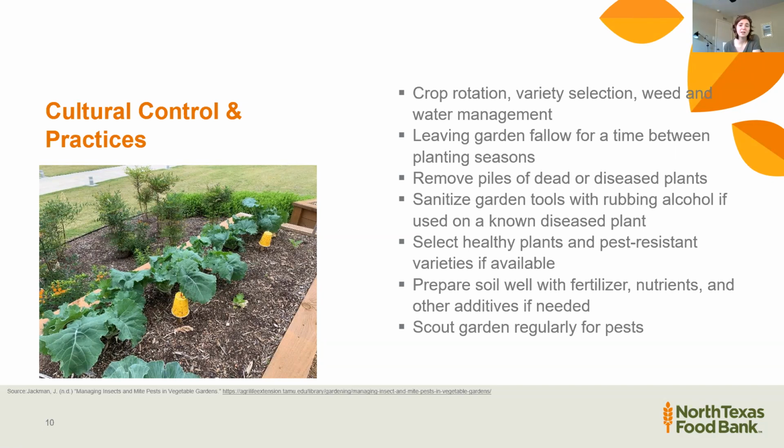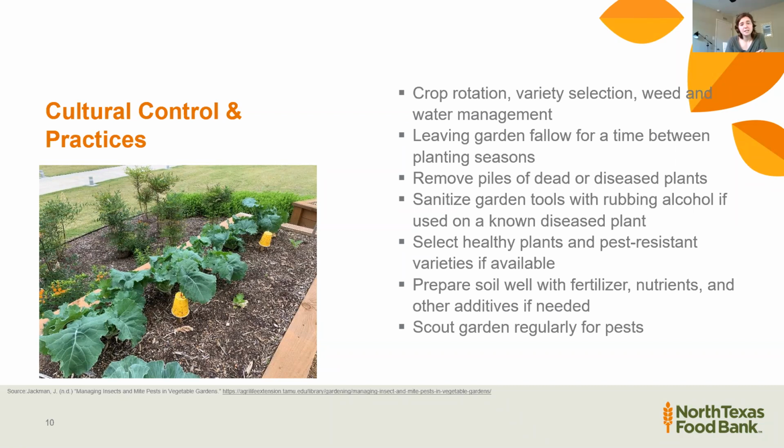Of course, removing piles of dead or diseased plants. If your plants are diseased, be sure that you're not composting them. Make sure you're throwing them away. Sanitize your garden tools. Rubbing alcohol is just fine if you are using your tools on something that you know is infected. Rose rosette is a good example. You have to really sanitize your tools after cutting or pruning plants with rose rosette, because that pathogen will stay on your pruners and just be transferred to the next plant that you go to. So be sure that you maybe just have some rubbing alcohol and a cotton ball on hand and just wipe your tools as you go if needed.